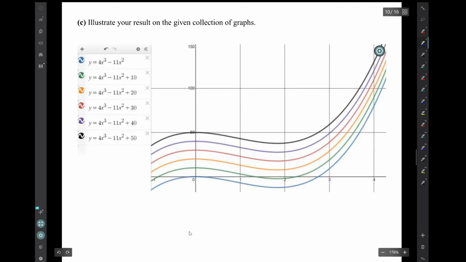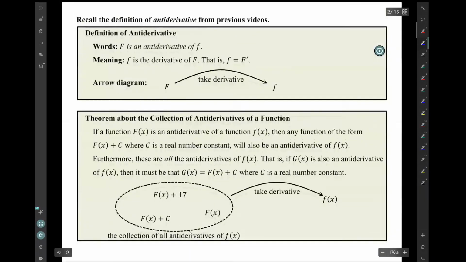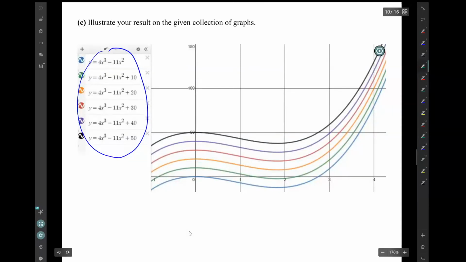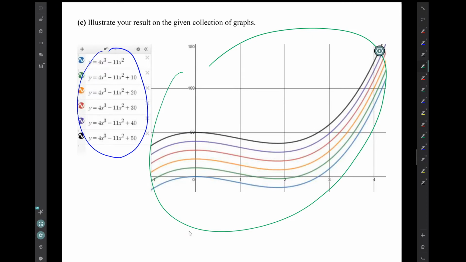Let's go on. Question C says to illustrate our result on the given collection of graphs. Well, notice that this collection of graphs is a whole bunch of antiderivatives. Each one of these is a particular antiderivative, from that whole collection of antiderivatives. Remember that when you have a function and you find the general antiderivative, what you find is something that represents this entire collection of antiderivatives. And remember that entire collection looks like this. They're vertical translations of one another.